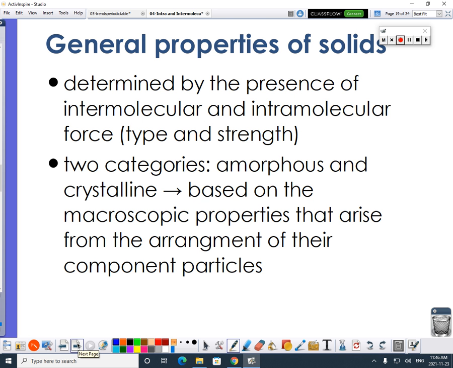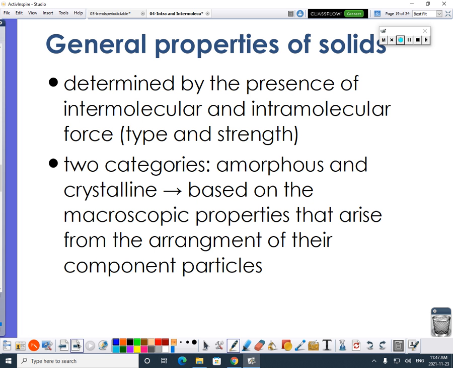So in general, you determine what kind of solid you have based on inter- and intramolecular forces, so it can be both. The type of force, which is usually correlated with how strong they are, will affect the kind of solid there is. So for example, we'll look at the difference between diamond and graphite. Diamond is considered to be the hardest substance on Earth. Graphite is what's in your pencil. You can sharpen it, okay? It's just a different arrangement of the atoms, which makes very different properties based on the strength of the forces.